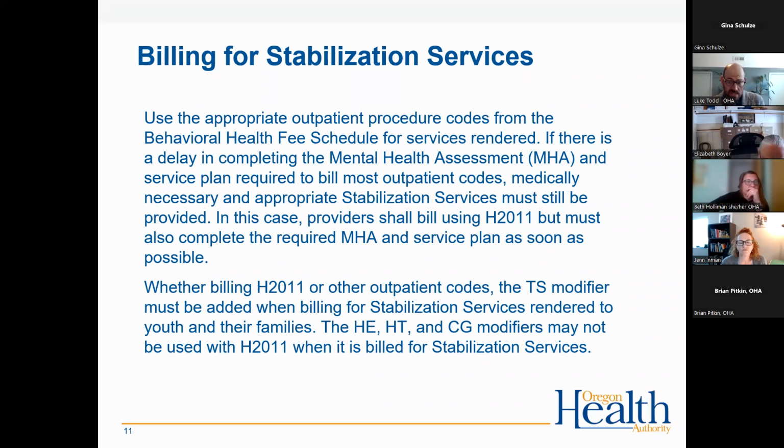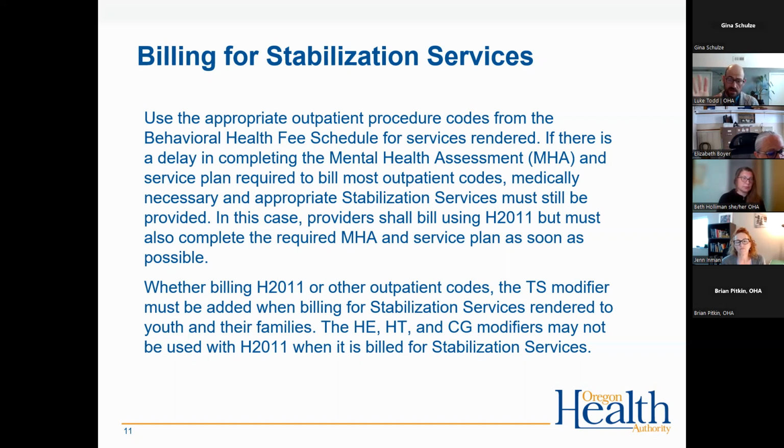But when we're talking stabilization services, we are now out of the realm of HE, HT, or CG. Those modifiers are all only for mobile crisis. So if you do end up billing H2011 for stabilization services, it would just be H2011 by itself. It would just be crisis intervention services, except the one additional informational modifier we need you to use with stabilization services is TS, for stabilization services that are rendered to youth and their families.